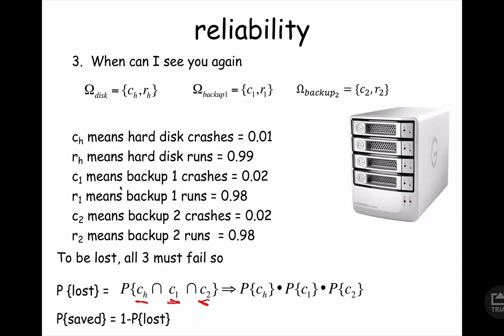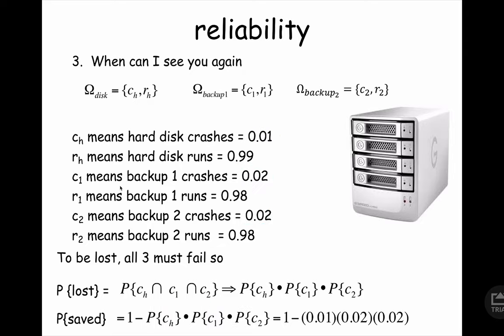Now, of course, we're given what those probabilities are from the definition of the problem. The probability that CH occurs is 1%, C1 occurs is 2%, and C2 occurring is another 2%. So we're just going to substitute in for these probabilities. We're going to multiply to get the probability that information is lost, and then we're going to subtract that result from 1. Okay? Any questions? Make sense? Okay, so let's go ahead and do that.